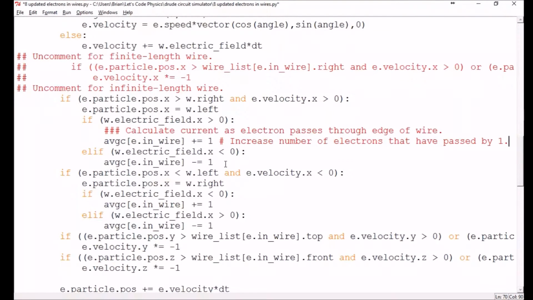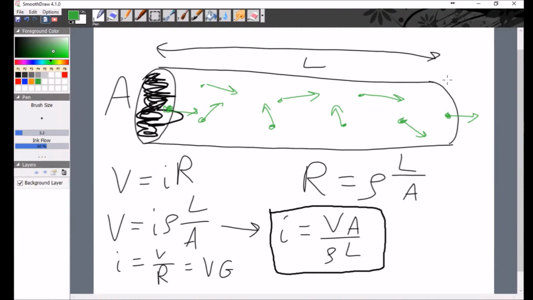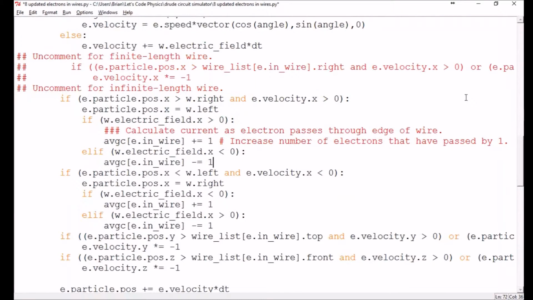And that's all well and good, except that I also need to consider the opposite case, right? Even though I have an electric field pointing, say, to the right in this case, there is a probability that an electron will be at the left edge with a leftward velocity. And that means it needs to appear back at the right edge with a rightward velocity. So these two electrons passing right and left need to cancel each other out, because that's a net passage of nothing, if you will. That's where we have this part, where if the electron is going opposite the direction of the electric field, then we're going to decrease the number of electrons that have passed by 1.